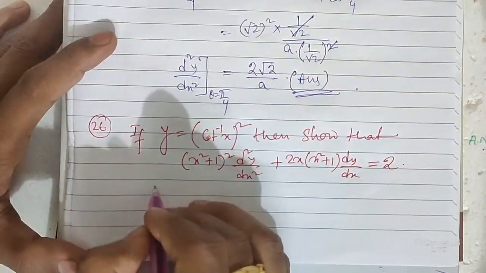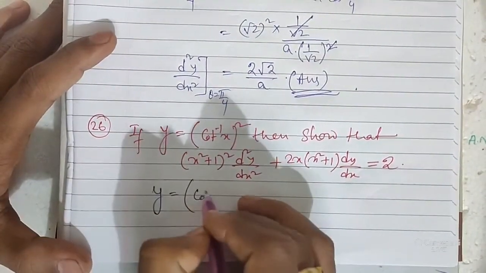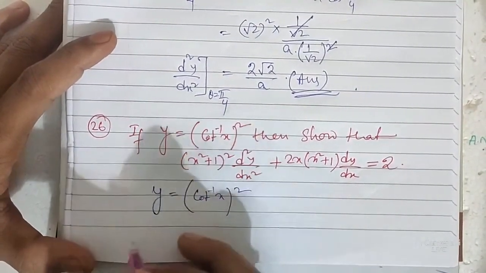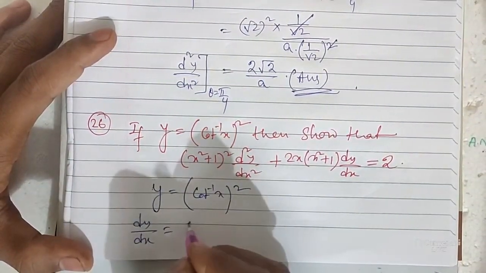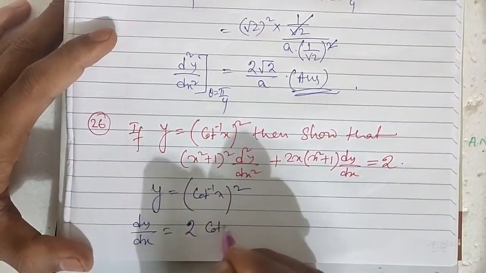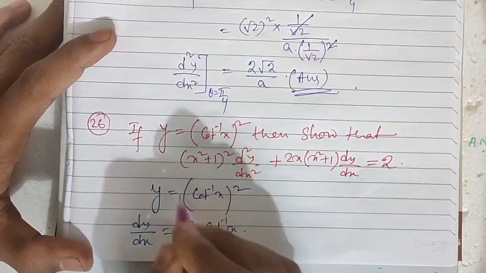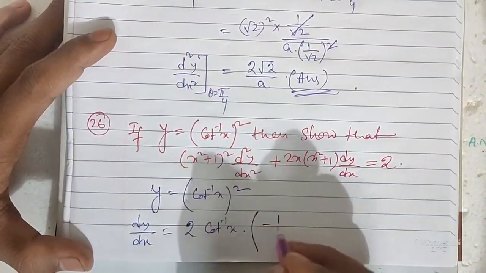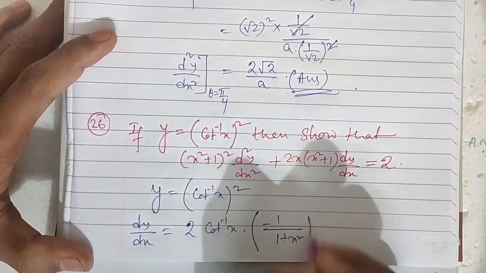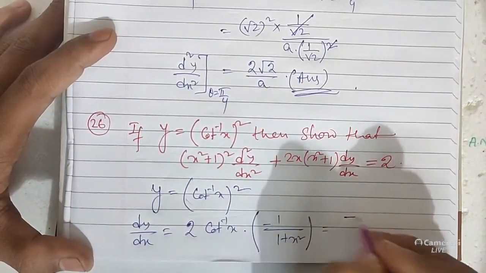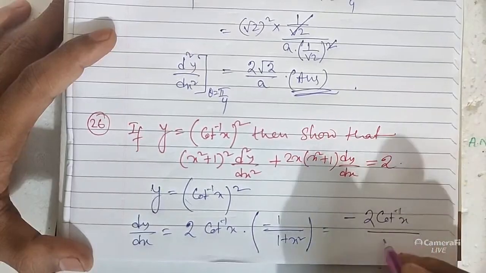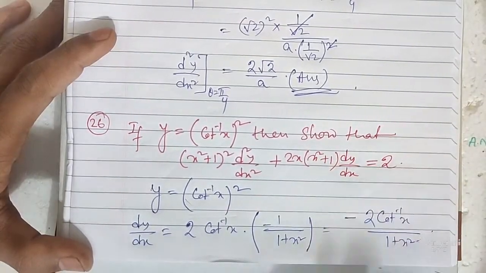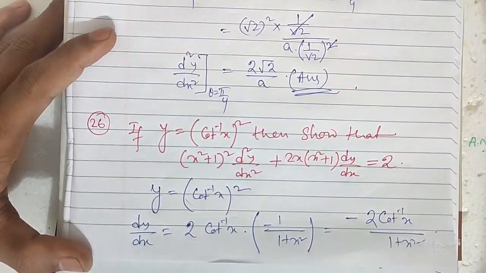So first we have to write y equals cot inverse x whole square. What will be the value of dy by dx? dy by dx is simply 2 cot inverse x into d by dx of cot inverse x, that is minus 1 by 1 plus x square. So ultimately we are getting minus 2 cot inverse x by 1 plus x square. This is the value of dy by dx.